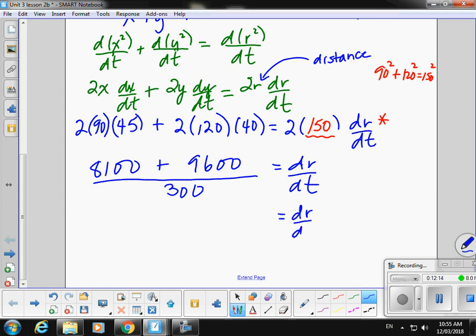I am getting 59 kilometers an hour. They are separating at 59 kilometers an hour at the moment that they are 120 and 90 kilometers apart.